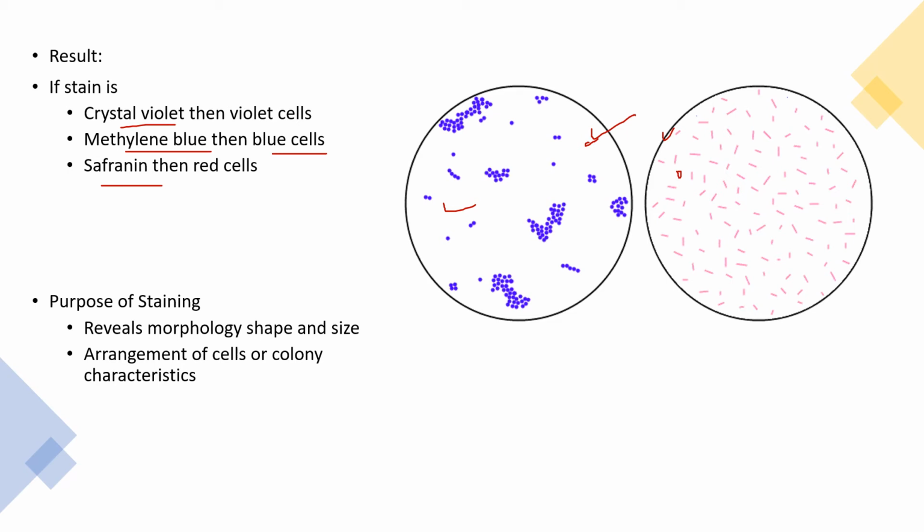And what is the purpose or advantage of using simple staining? It basically reveals morphology, as we have discussed, the shape and the size of the cells, because you're just looking at the overview of the cells. It also shows the colony characters, that is, how the cells are arranged on the slide.